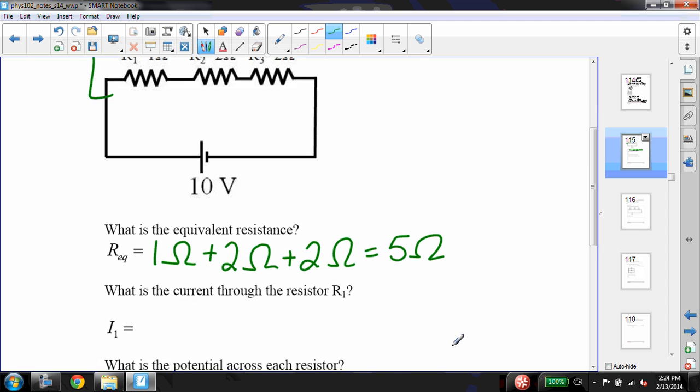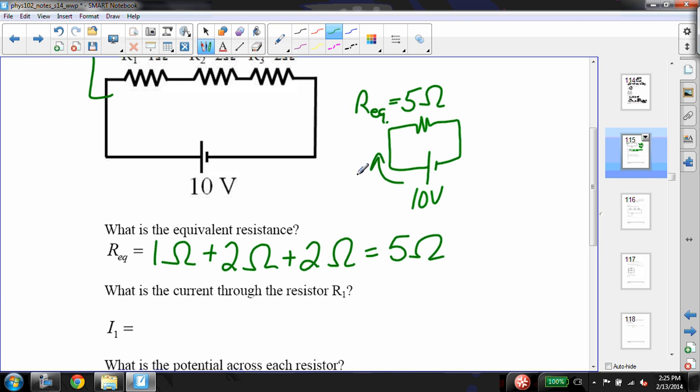Well, in order to answer that question, let me just redraw this circuit actually, what is the current through the equivalent resistance? So I have a 10-volt battery hooked up to a 5 ohm equivalent resistor. And so if I want to know the current flowing through this circuit, I say V equals IR. So I equals V over R. That is 10 over 5, or 2 amps. All right, so that is my current through the equivalent resistor.